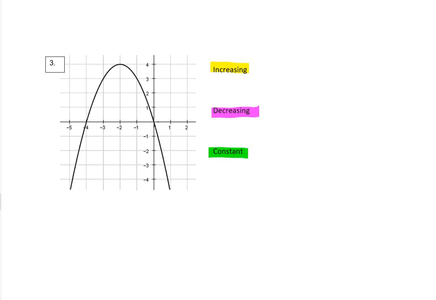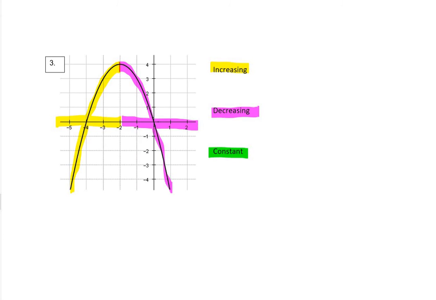You're going to start at the leftmost part of your graph. And as you move along the graph toward the right, you can see that you're increasing. So I'm going to highlight that yellow. And then I'm also going to highlight that section of the x-axis yellow. Now, as we continue along here on our graph, you can see I'm going down. So I'm decreasing, highlighting that pink.